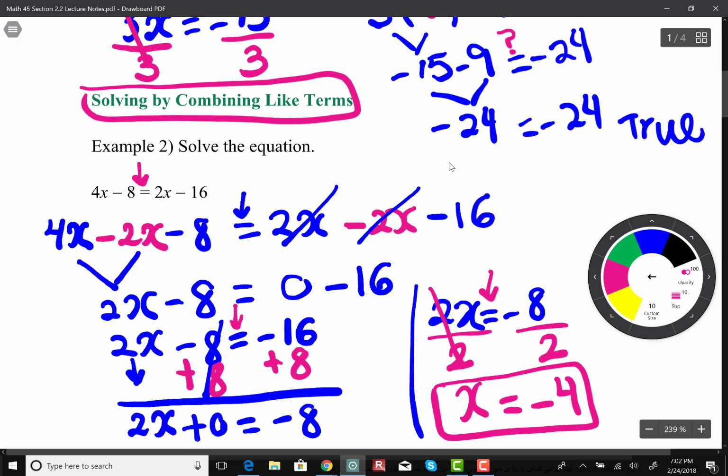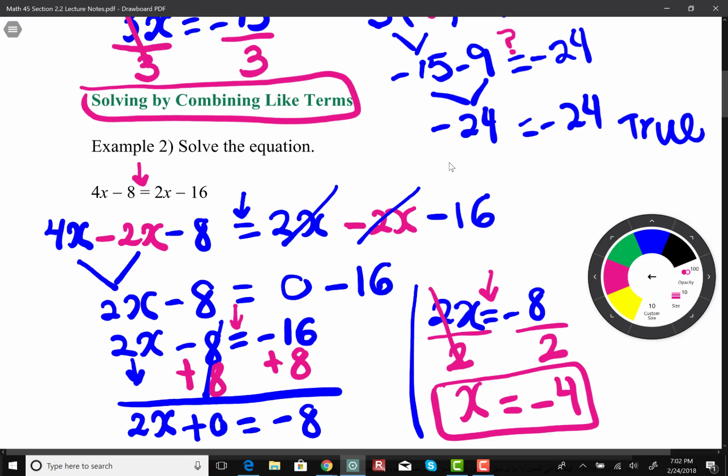Please go ahead and check the solution like we did for the previous problem. In this case, we have to replace x with negative 4 here and here. And with the order of operations, simplify the left side, simplify the right side, and we should get the same answer. And that should be the solution to this one, if that's a true statement.